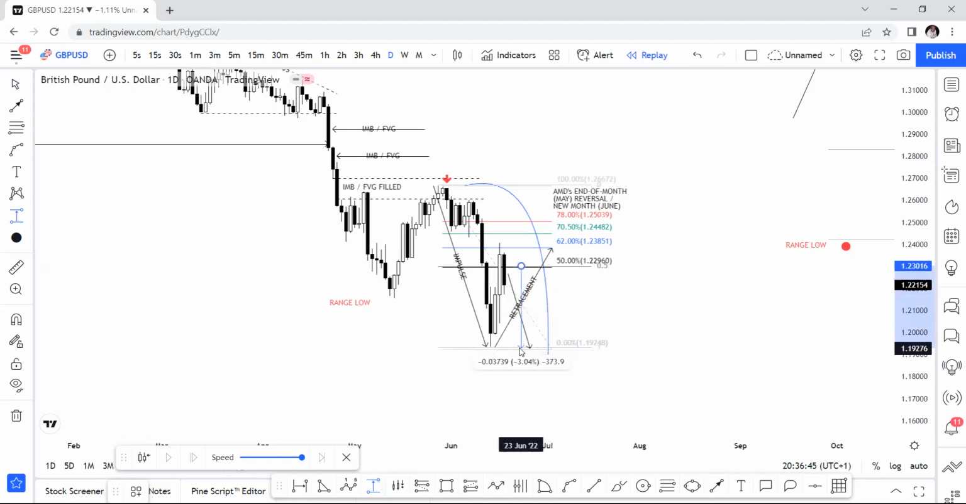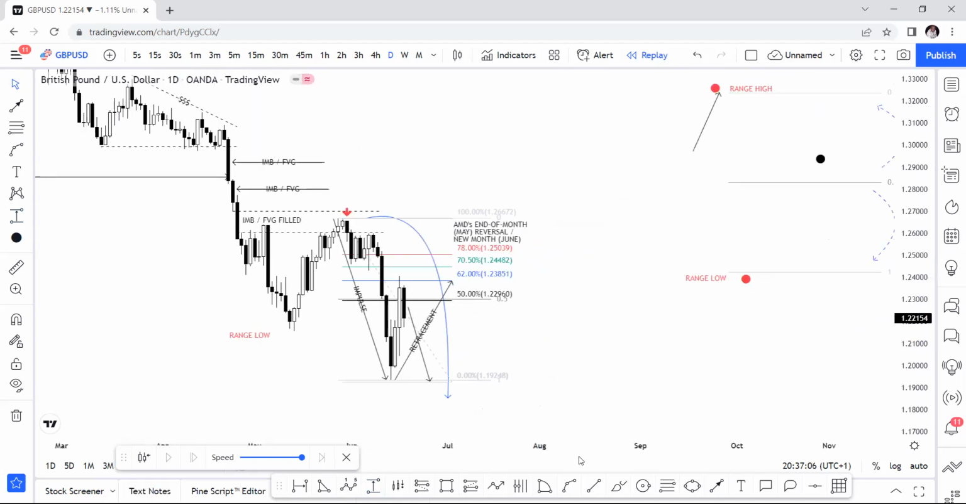Your stop loss depends on you. I'm not the one to choose that for you. It depends on your capital and your risk level. You can use above the 78 or 100%. That's the 368 target for that. And we're likely going to see a push higher here.